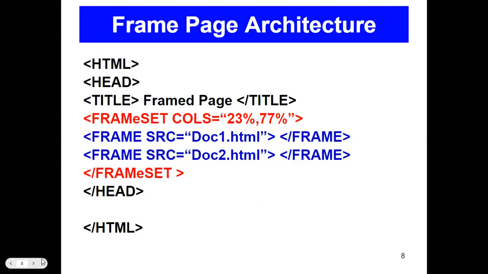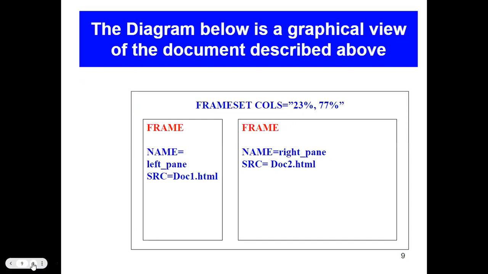After completing the frames of the frameset, we will close the frameset tag with its closing tag, and then we will close the head tag and HTML tag. Because it's a framed page, this page will not contain a body tag. Here is the diagram, which is a graphical view of the document described.